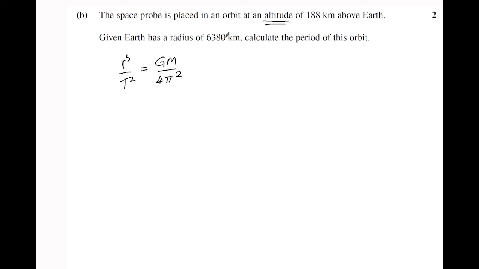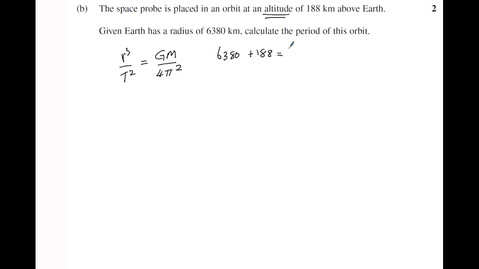So first of all, we need to get the radius, and the radius, of course, is the sum of those two values. So we've got 6,380 kilometers plus another 188 kilometers, giving a grand total of 6,568 kilometers. Okay, but of course that needs to be in SI units. So what we end up having is 6.568 by 10 to the power of 6 meters. And it's really important that you've got this as the actual radius.